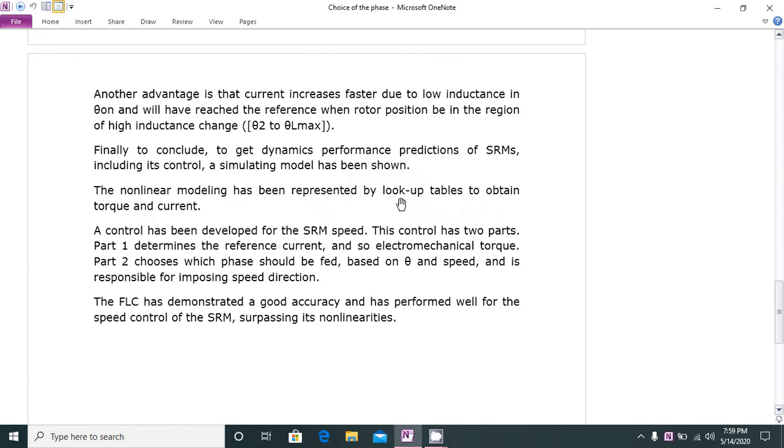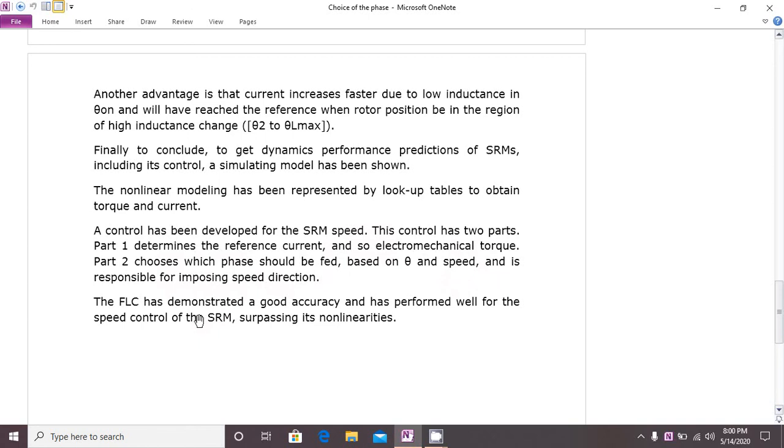The fuzzy sets are negative big, negative medium, negative small, zero, positive small, positive medium, positive big. A control has been developed for the SRM speed. This control has two parts. Part 1 determines the reference current and so the electromechanical torque. Part 2 chooses which phase should be fed based on theta and speed and is responsible for imposing speed direction.